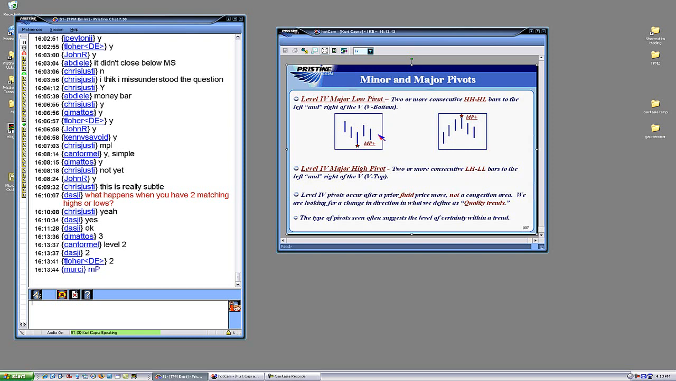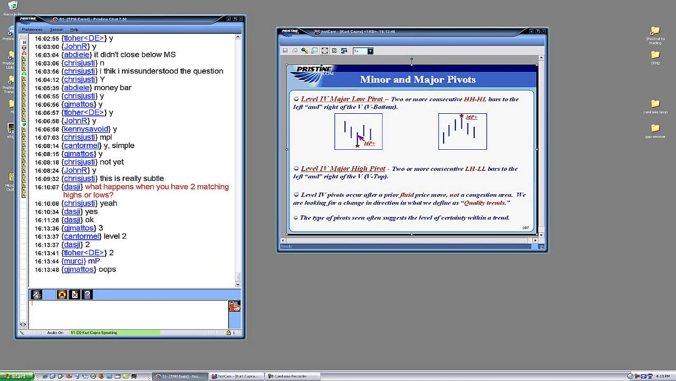A level 2. Exactly, because we've only got 2 bars. For it to be a level 3, it's got to be 3 bars to the left and to the right. It's got to be 3 higher low bars. No problem. Hey, that's why I asked the questions. Right, or lowercase m, uppercase p. That's how it would be denoted on the chart.